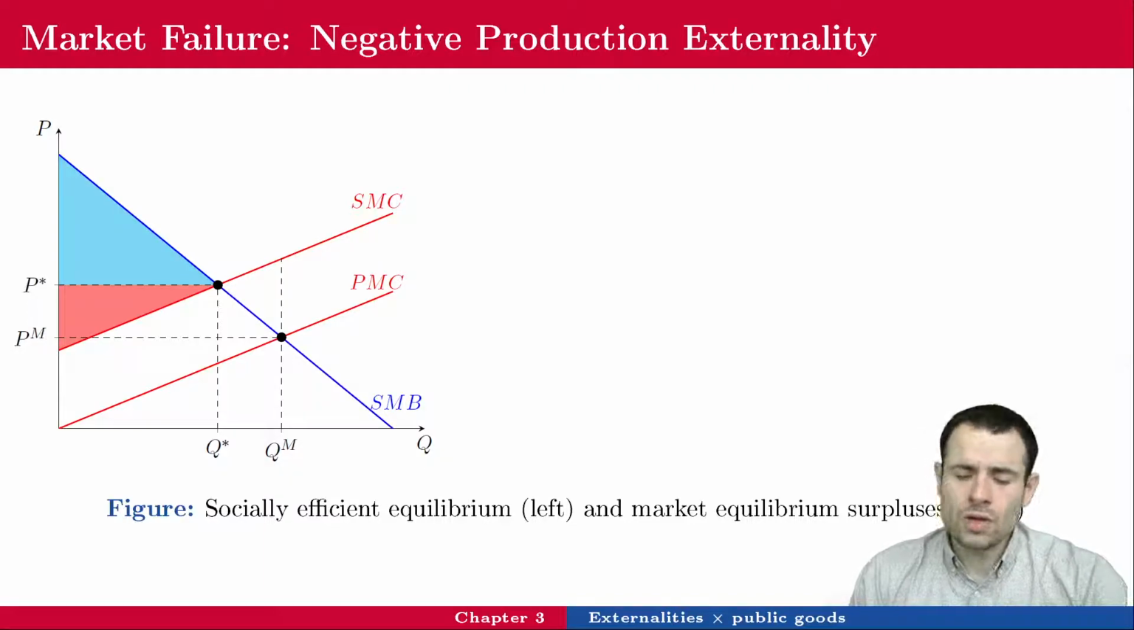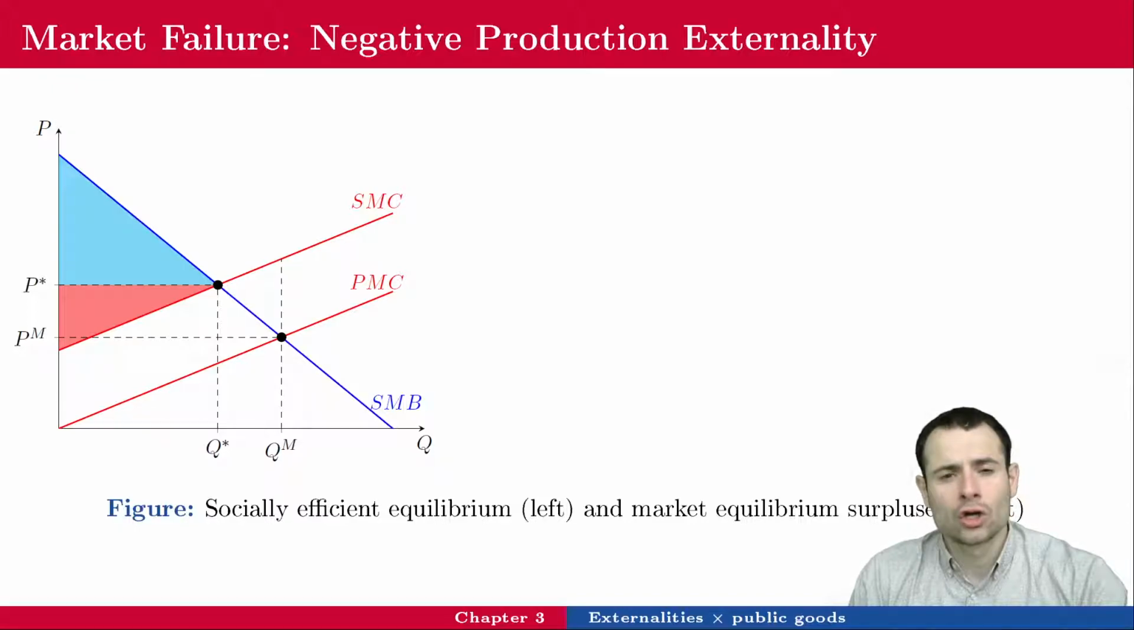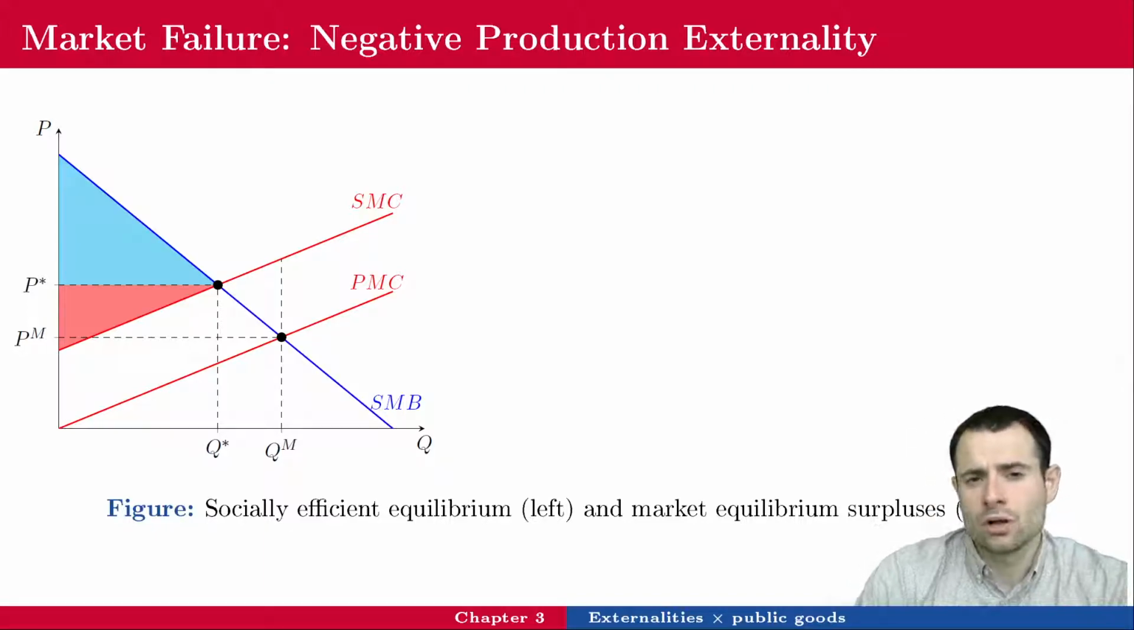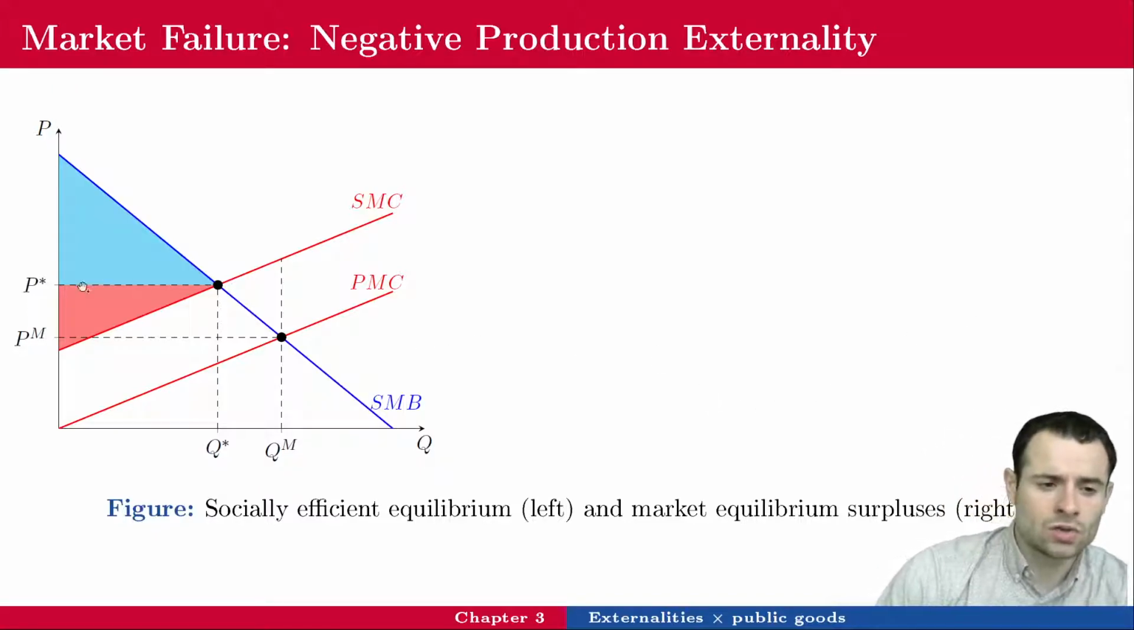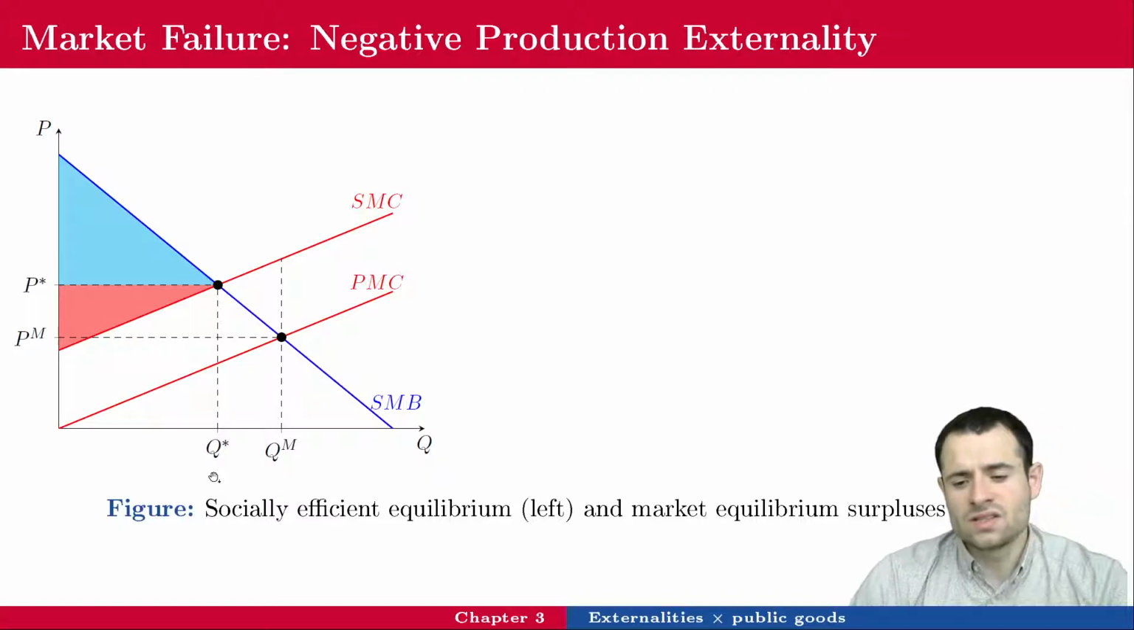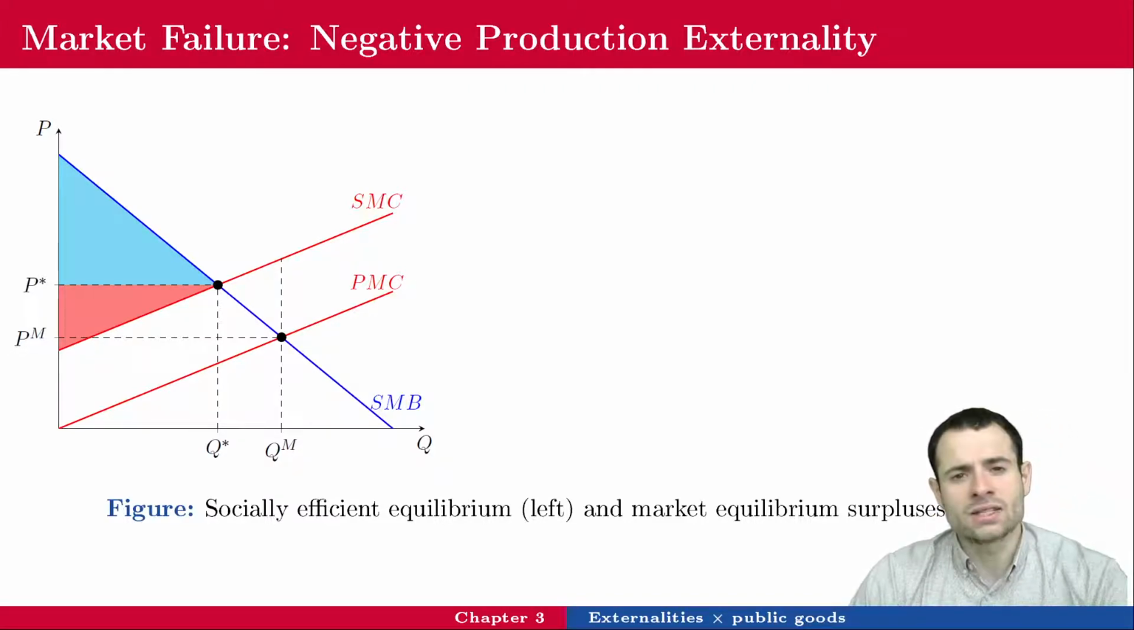Now, the socially efficient equilibrium happens where the social marginal curves cross. So, social marginal cost meets social marginal benefit. They meet at P star, Q star, and this is what we call the socially efficient equilibrium, because it takes into account all the costs of producing that good.